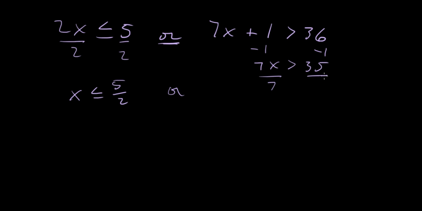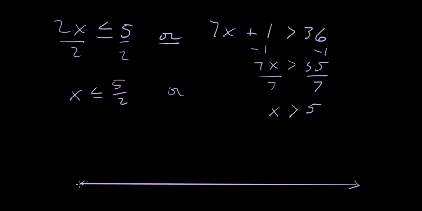Divide both sides by 7. Look, this is not negative, so we're not going to use a negative rule. So x is greater than 35 over 7, which is 5. So x is less than or equal to 5 halves, or it's greater than 5. So let's draw our number line down here and see what we end up with.